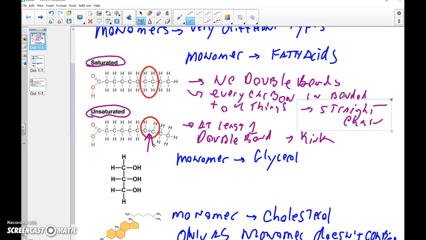Now what this does is this means that the unsaturated fat has slightly less energy in it, and it actually means that your body has an easier time breaking it down and using it. That's why unsaturated fatty acids are actually better for you. The weird thing about saturated and unsaturated fatty acids is that saturated fatty acids are solid at room temperature, and unsaturated fatty acids are liquid.